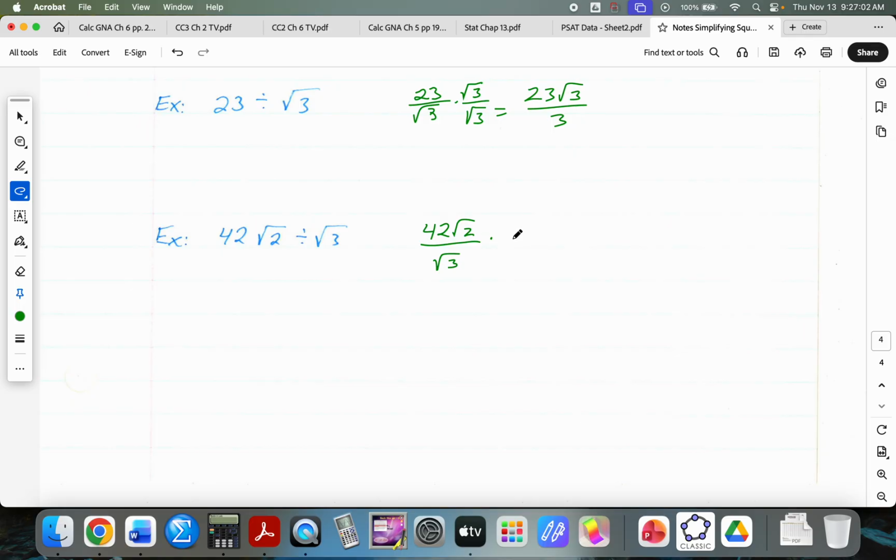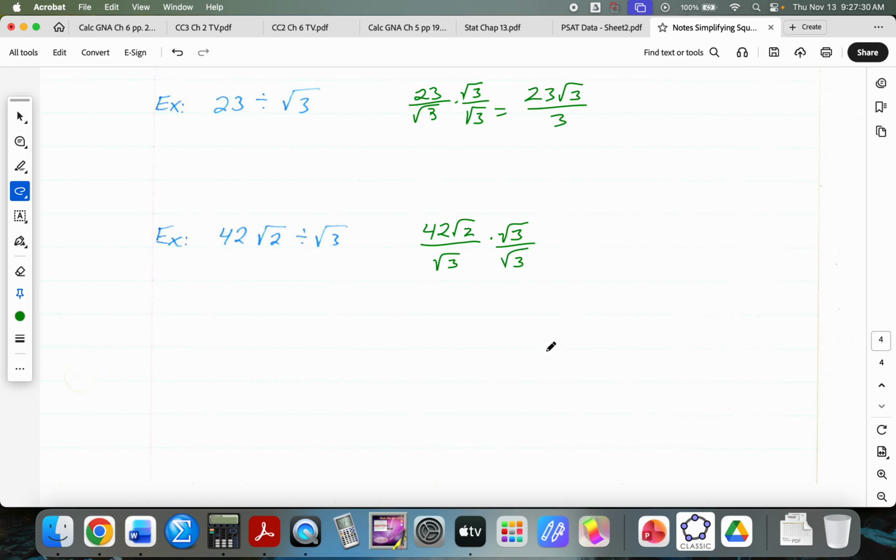Over square root of 2? No, because that wouldn't be multiplying by 1 then. Okay, stop guessing, please. Square root of 6 over square root of 6. That's an interesting idea, but that would give us other problems, and I'll show you in just a second.